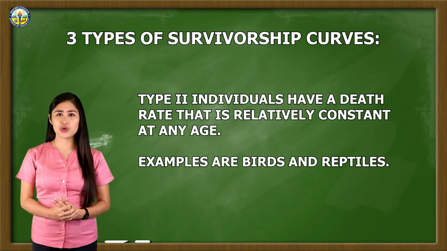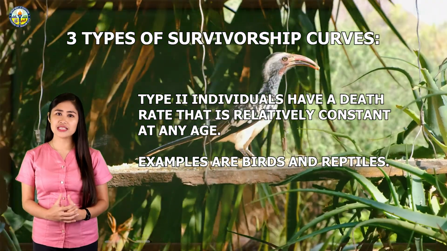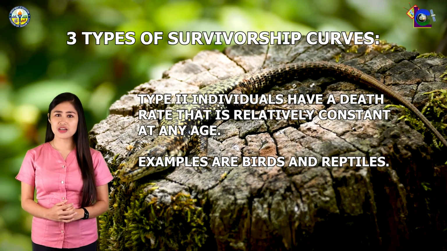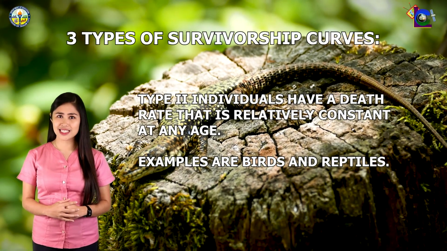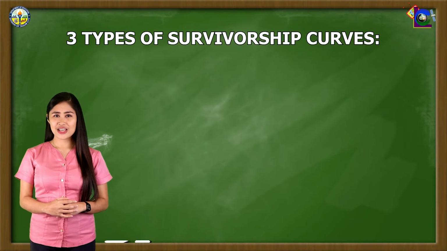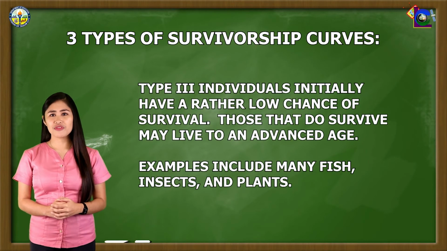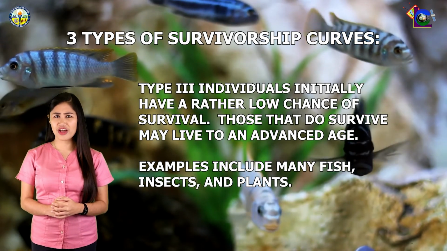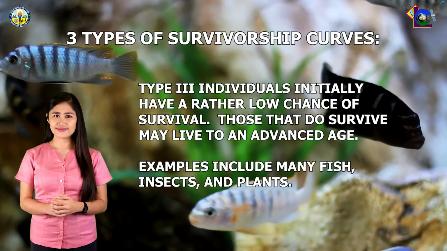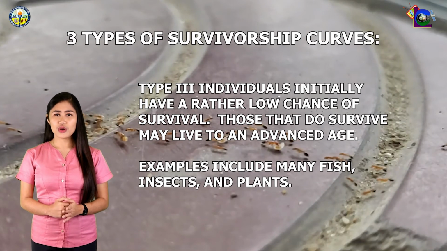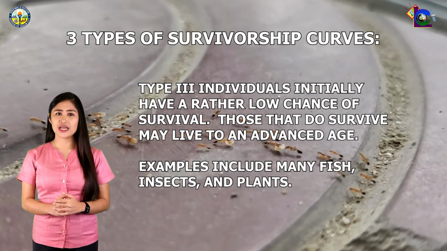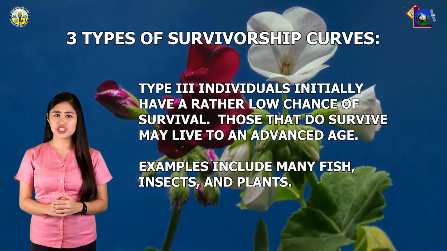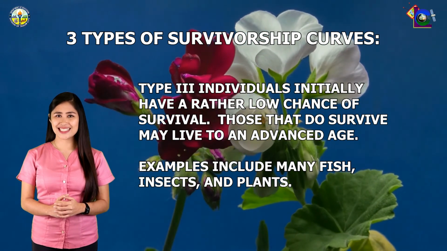Type 2 individuals have a death rate that is relatively constant at any age. Examples are birds and reptiles. Finally, the type 3 individuals initially have a rather low chance of survival. Those that do survive may live to an advanced age. Examples include many fish, insects, and plants.